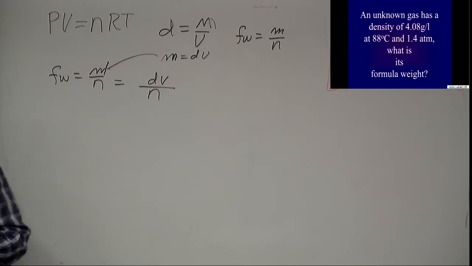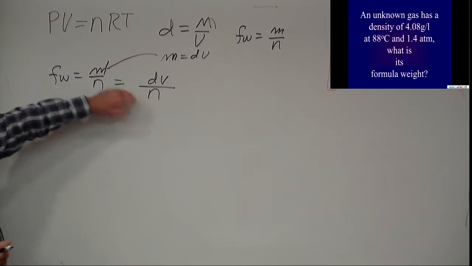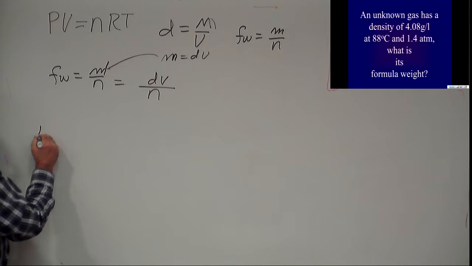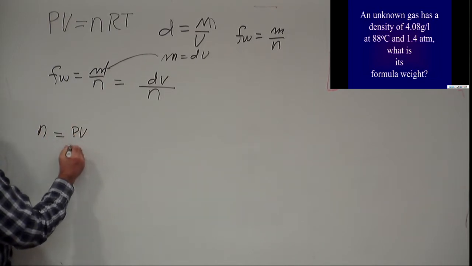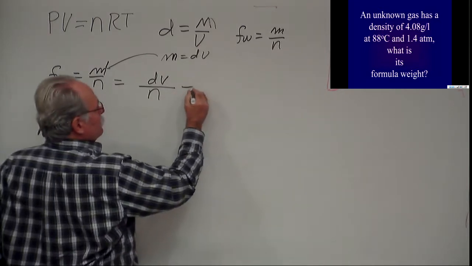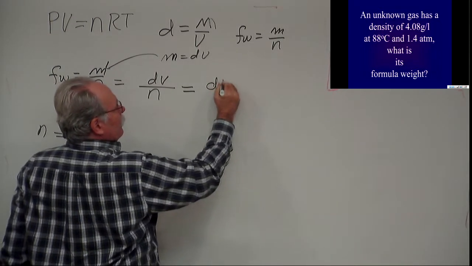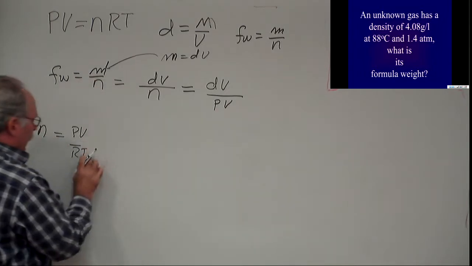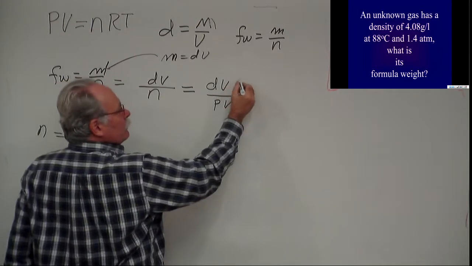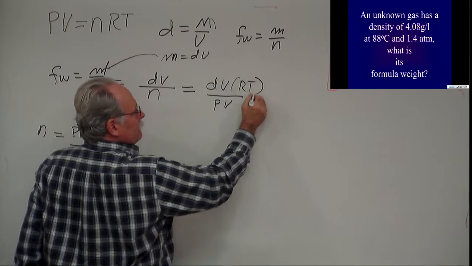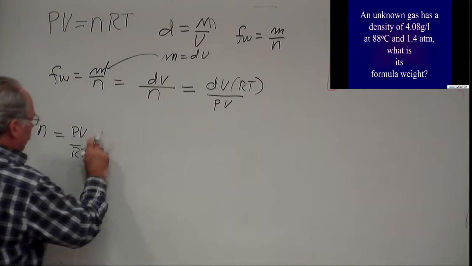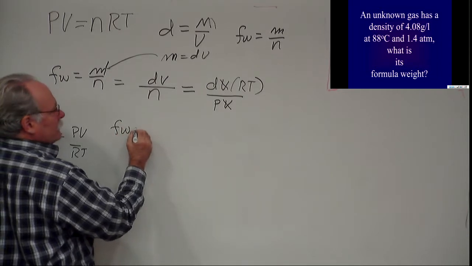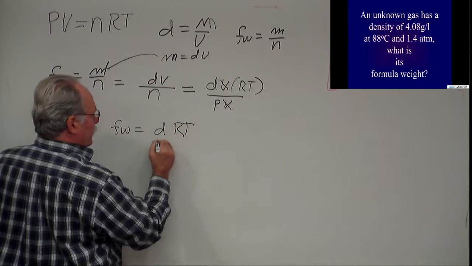But I've got pressure and temperature data, not the number of moles, so I need to rewrite the number of moles. From the ideal gas law, I can say that the number of moles is equal to PV over RT. So now I can substitute this into here, and I have the density, volume, and now in the denominator, I have PV, and then in the denominator of the denominator, which goes up to the numerator, I have RT, okay? So I substituted in PV over RT. Now my volumes cancel, and I have my formula. The formula weight is equal to the density times RT over P.